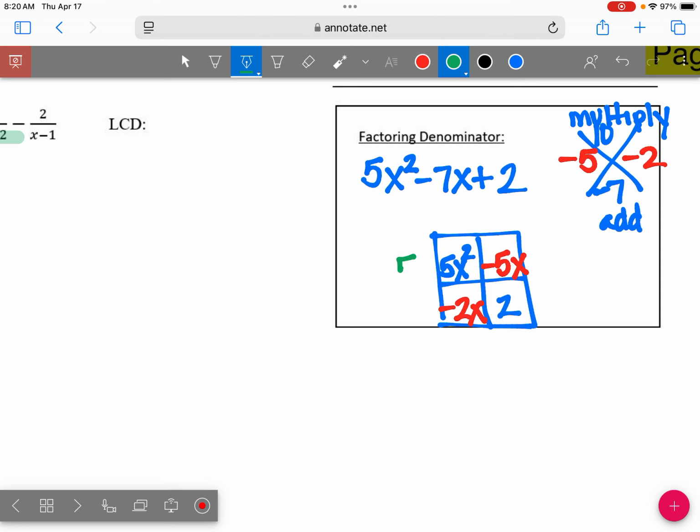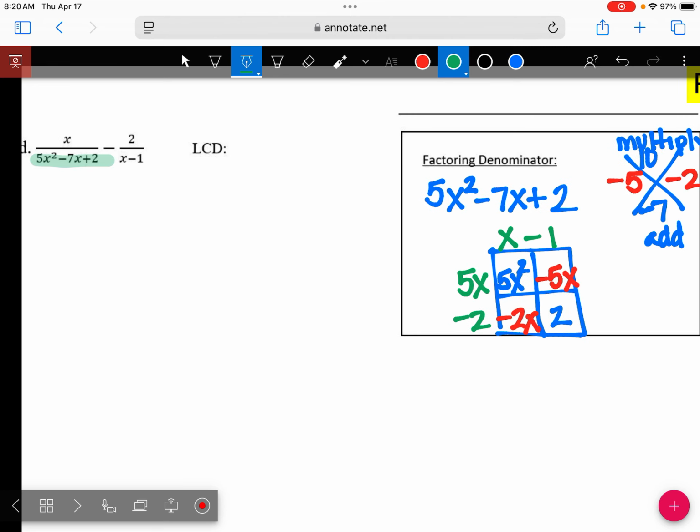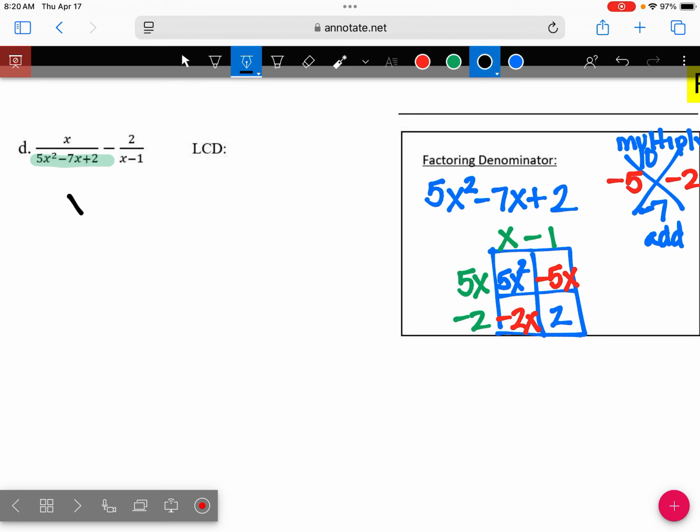The top row, we can take out a 5x. The bottom row, a -2. The first column, just an x. The second column, just a -1. So now that we have it factored down, I'm going to rewrite this with the factors.